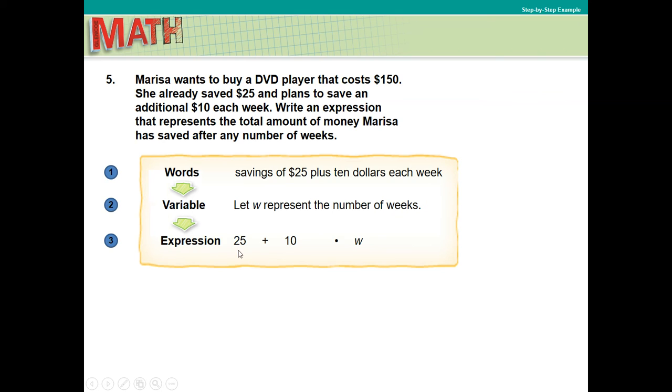And the expression is 25. Look back up here to the words: 25 plus $10 each week. Plus 25 plus 10 times however many weeks you're talking about. That's how the expression is written. 25 plus 10W. 10 times W, which looks like 25 plus 10W.